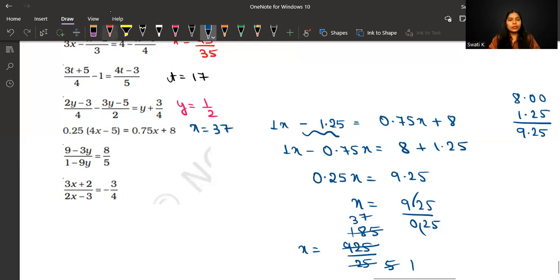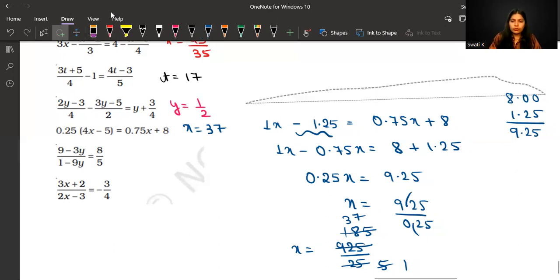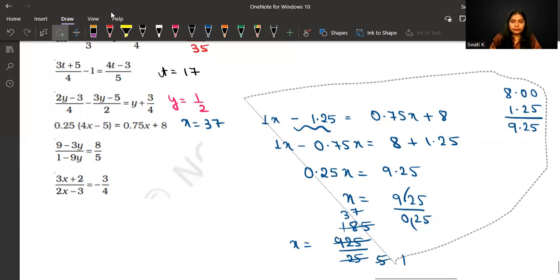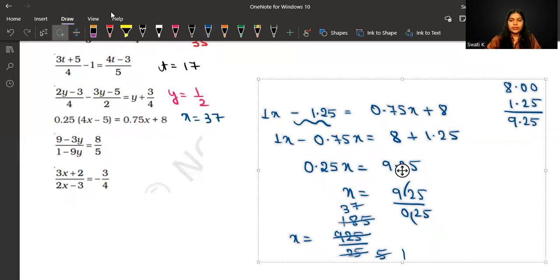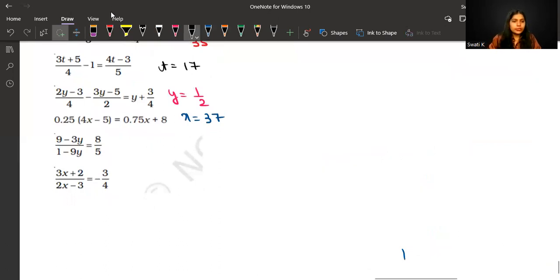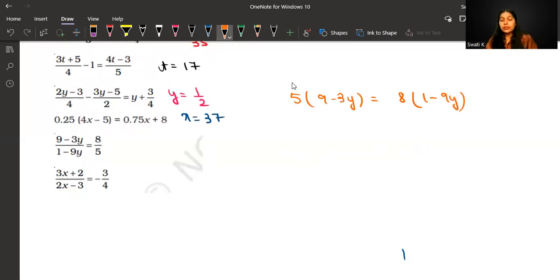All right, now we are going to the second last question. Okay, so just 2 more questions and we are done for the day. Okay, so the second last question, of course, I can see that we have to use the cross multiplication only. So let's quickly use the cross multiplication and let's simplify this. So 5 times (9 minus 3y) equals 8 times (1 minus 9y). This step I got after using the cross multiplication.